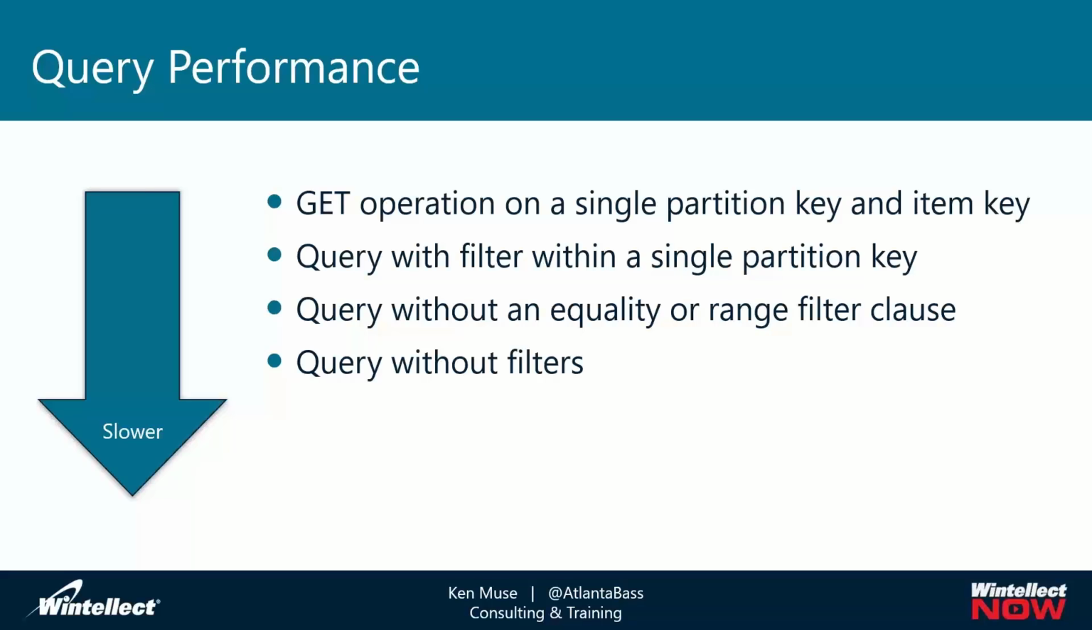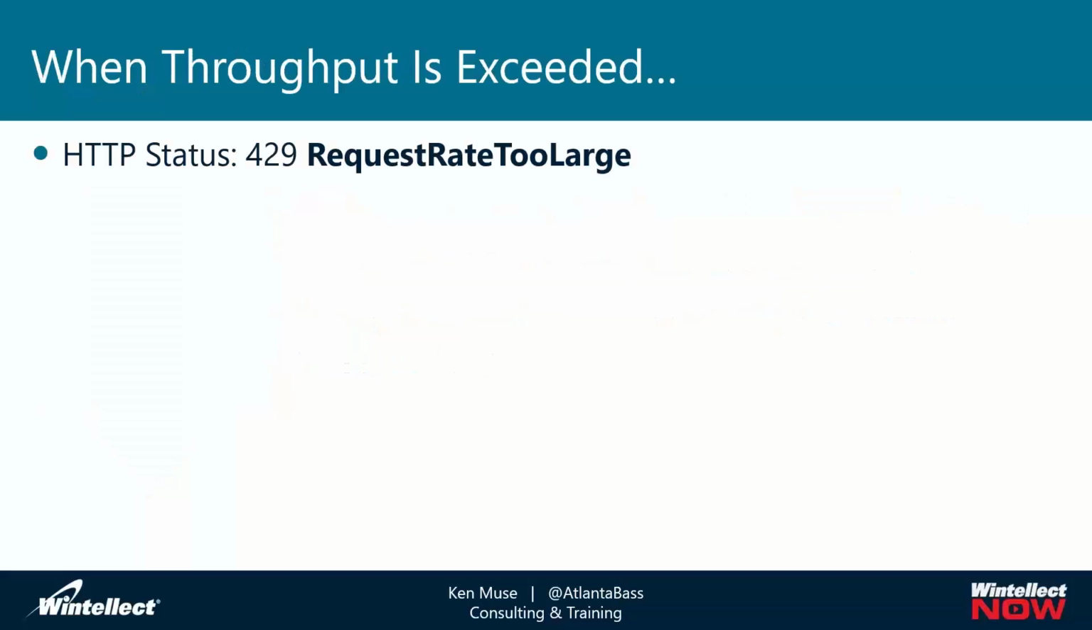The absolute worst performance comes from querying without any filters, because these will be executed against every partition, and that is going to require a high number of RUs. Now, when you hit your limits, you are going to get an HTTP status back, a 429 code, request rate too large, and you're not going to get any results. Essentially, Cosmos is going to let you know you're being throttled and kick it back to you.